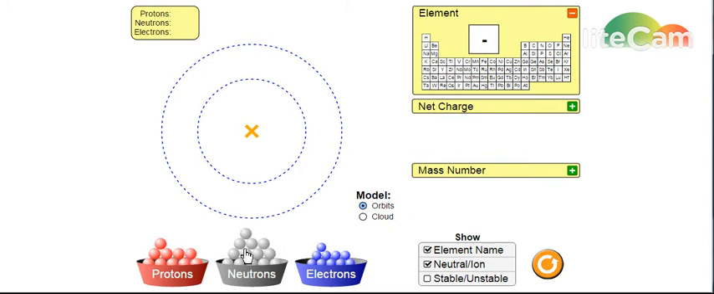At the bottom, you see our three subatomic particles: protons, neutrons, and electrons. To build an atom, you put protons and neutrons in the nucleus to make this atom. Electrons go outside in their orbitals.